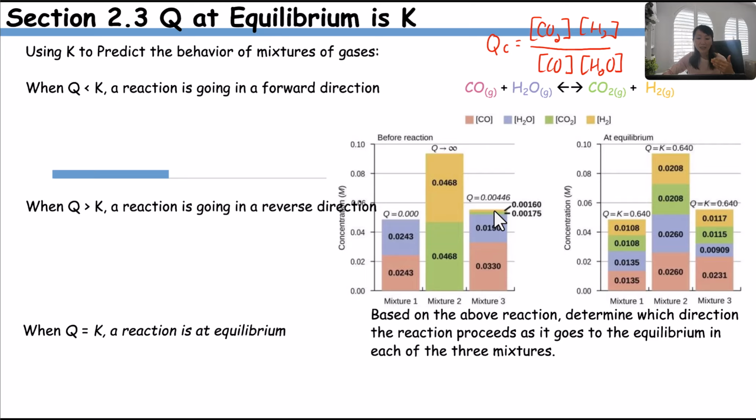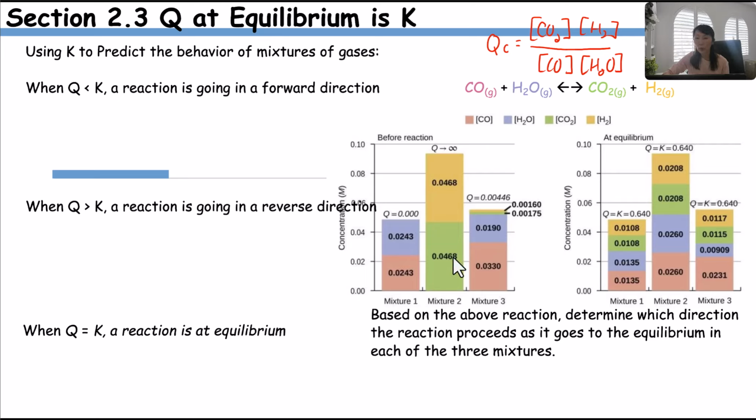Now, as time passes, these are all going to reach equilibrium. You see this value, 0.0243 on the blue side, and at equilibrium it has been diminished. You see this also has been diminished. But you also notice that product has been formed, the carbon dioxide and the hydrogen gas. And the K value, if you were to calculate this out, is 0.640.